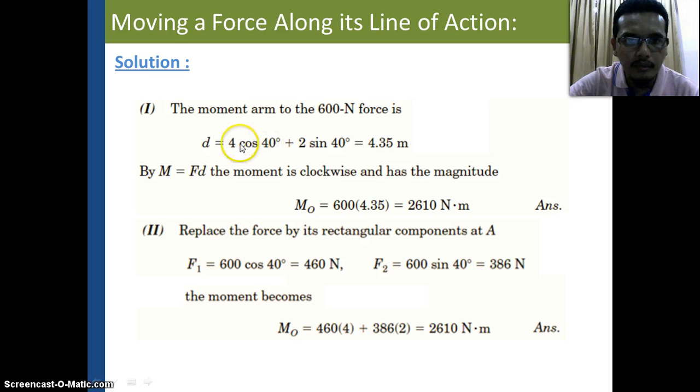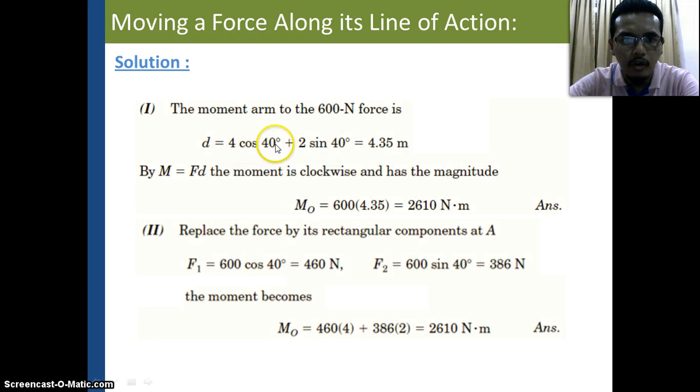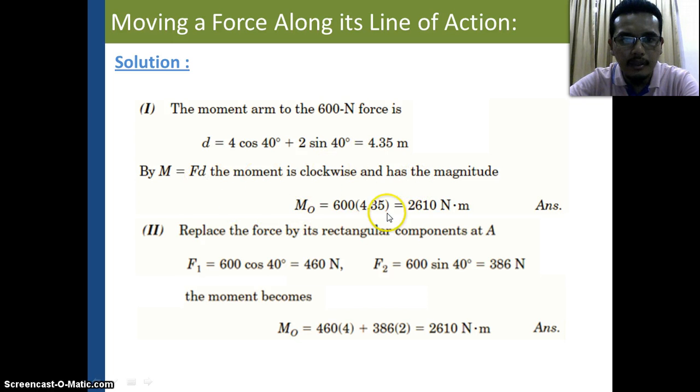So you can see here 4 cos 40 plus 2 sin 40. 4 multiplied by cos 40 gives this distance from here to here, and 2 multiplied by sin 40 gives the distance from here to here. This is why you get 4 cos 40 plus 2 sin 40 equals 4.35. So the moment is 600 multiplied by D, which is 4.35, and you get 2610 Newton meter.